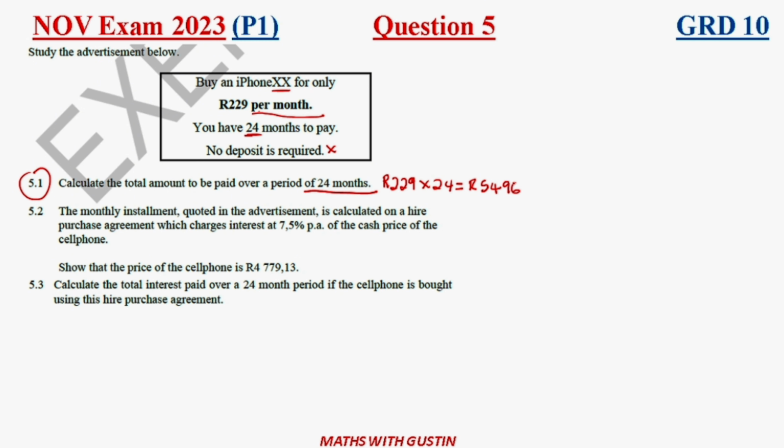If you got a different answer, guys, let me know in the comment section below. So that was simple, straightforward: the total amount that we have to pay in 24 months if we started with 229.